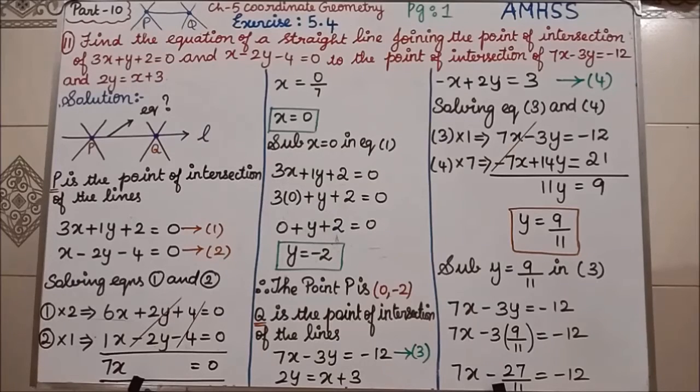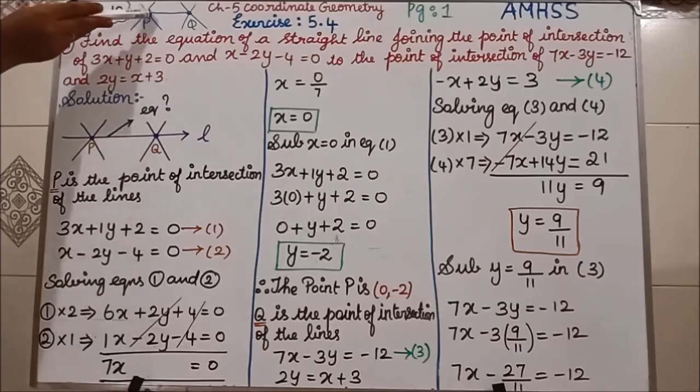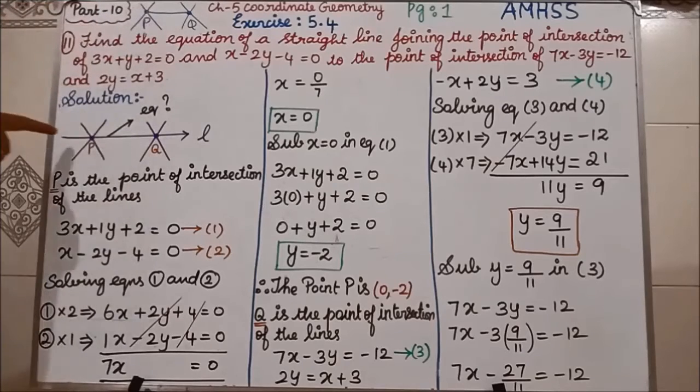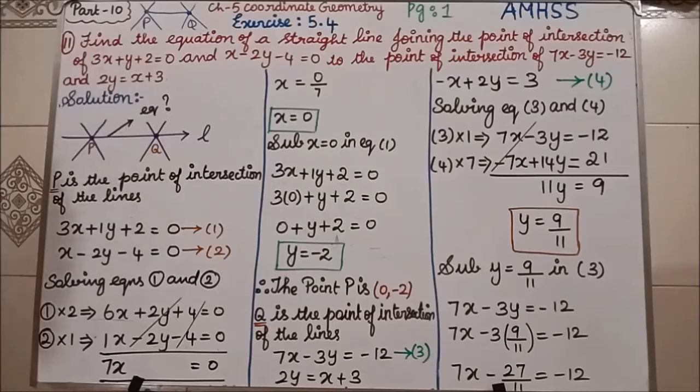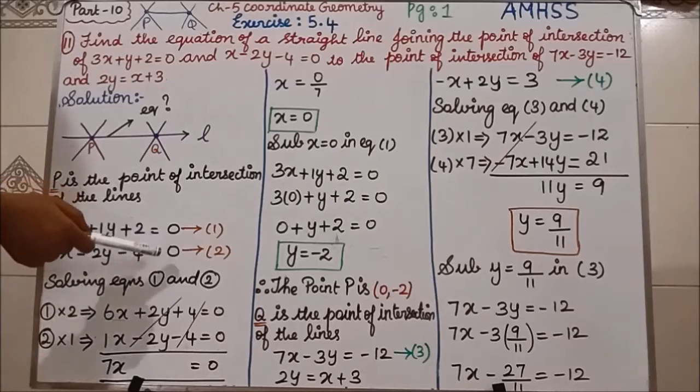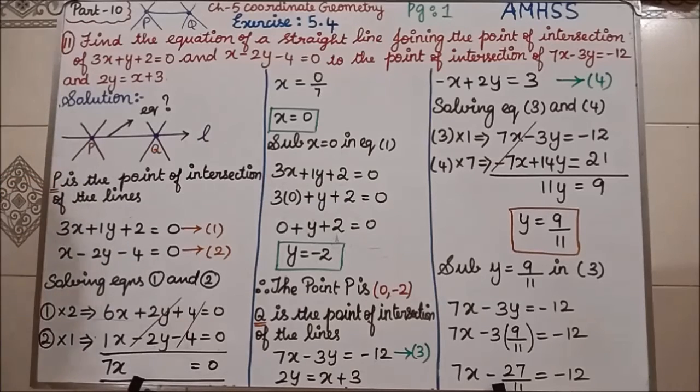Shall we start now? Yes, see the same diagram I have drawn. This straight line equation only we have to find here. Clear, students? Shall we start now? First we are going to find the point P. So for that we have to solve first two equations. So I have written equation 1 and equation 2. Solving equation 1 and 2, I am doing here by elimination method.